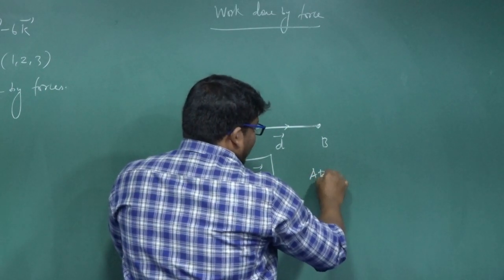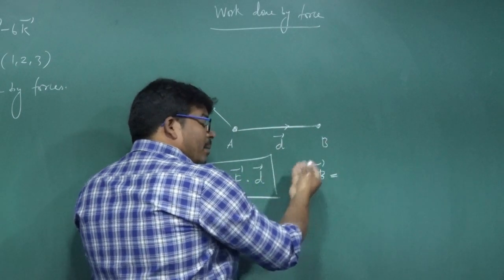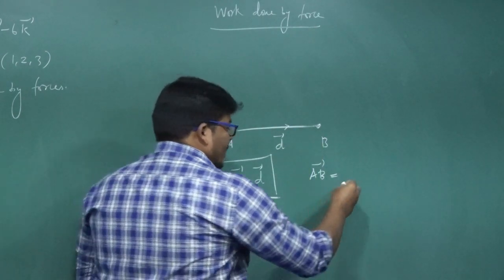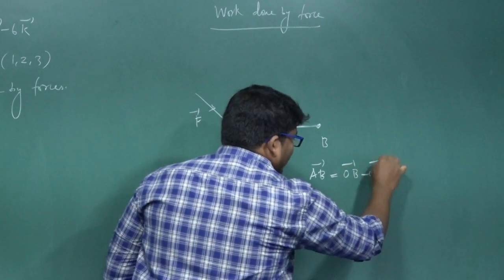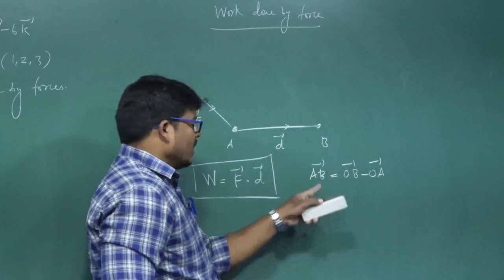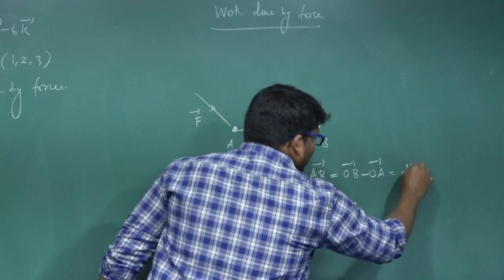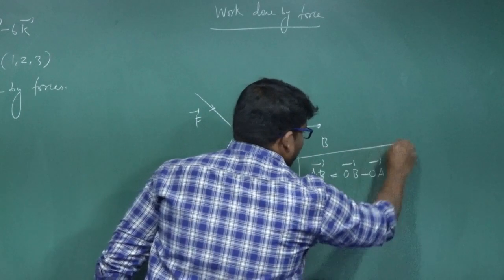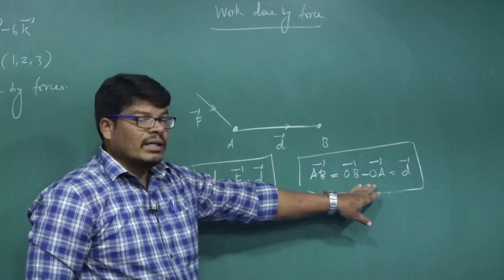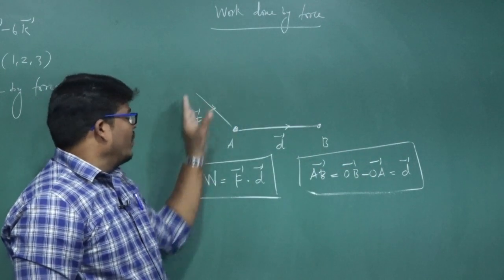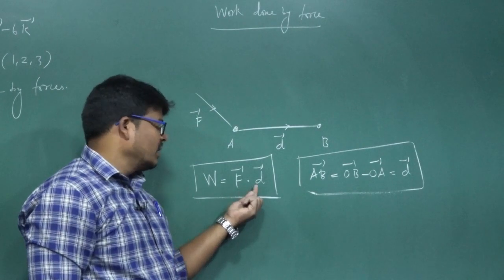That is, D vector is AB vector. Let them be position vectors. AB vector, we can write in position vectors, is OB vector minus OA vector. That is the displacement D vector. Now D vector is OB minus OA, so the total work done by force is W equal to F vector dot D vector.